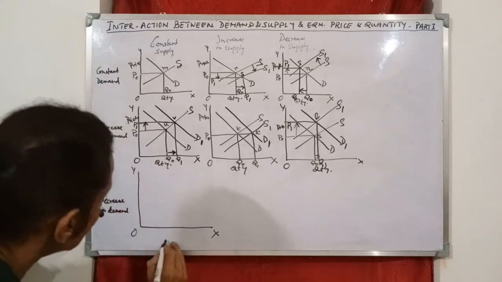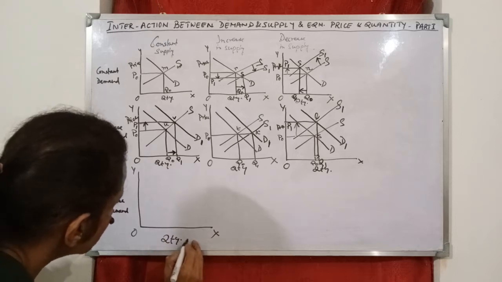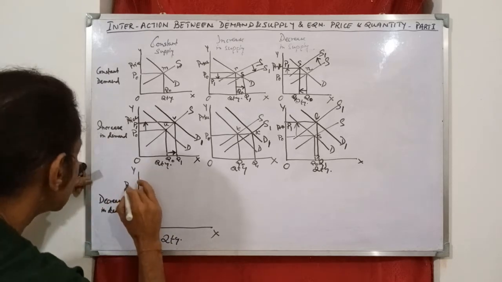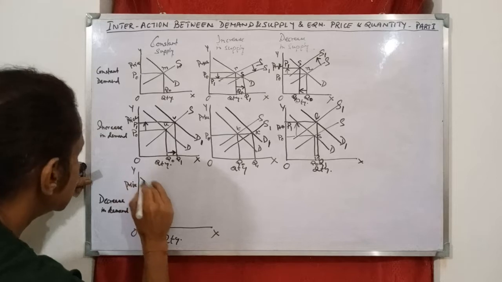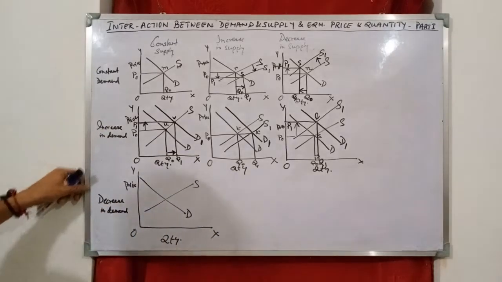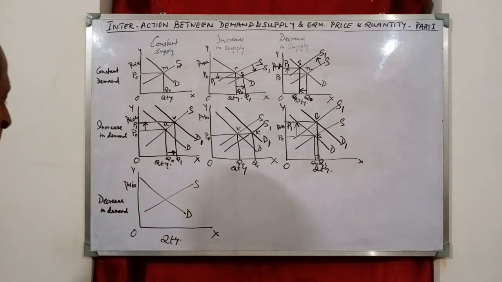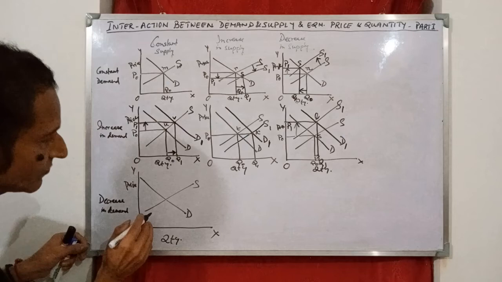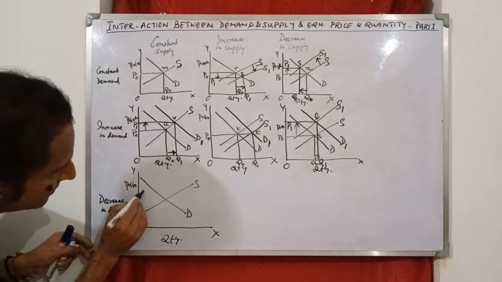Decrease in demand and constant supply. On x-axis we measure quantity, on y-axis we measure price. This is the demand curve, this is the supply curve. D is the demand curve, this is the supply curve. The demand is falling, supply remaining constant. So when demand falls, the demand curve shifts parallelly leftward.